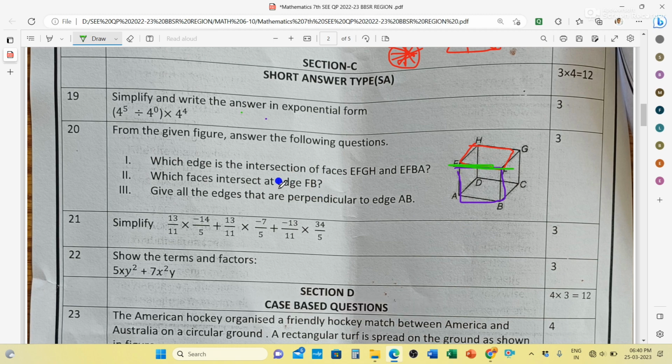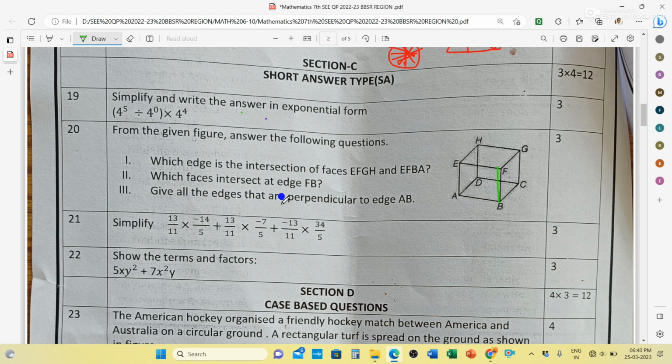Okay, now which faces intersect at the edge FB? Now I will erase. Okay, which faces intersect at edge FB? You can write EFBA and GFBC. Okay.